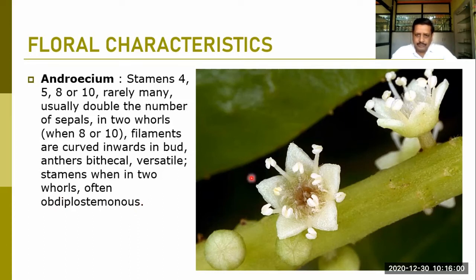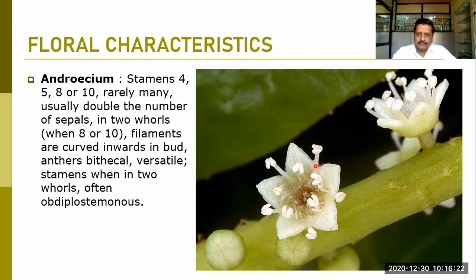So here you can observe the clear structure of the flower. These are the stamens in two whorls. When the flower is pentamerous, 5 petals are there, so the stamens are also 5 and in two whorls. This is the inner whorl where we can find 5 stamens, and this is the outer whorl where we can find 5 stamens. Total stamen number is 10.